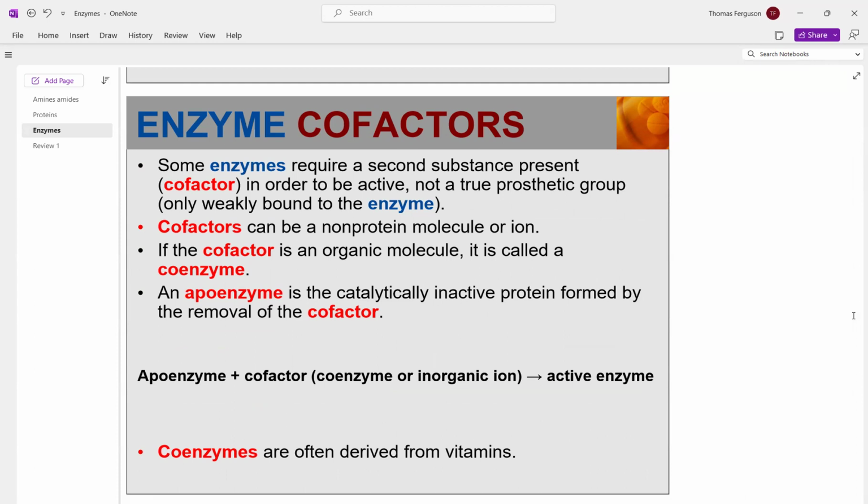Cofactors can be, as I was saying before, organic or non-organic. If they're organic, they're called a coenzyme. Now, if an enzyme requires a cofactor and is without one, it's called an apoenzyme. In other words, it's missing its cofactor.